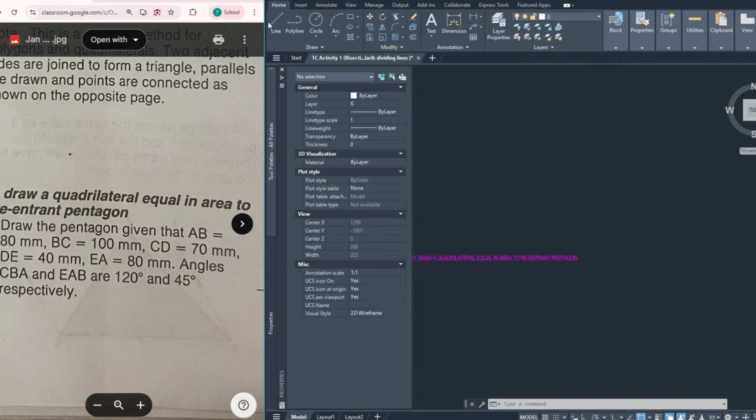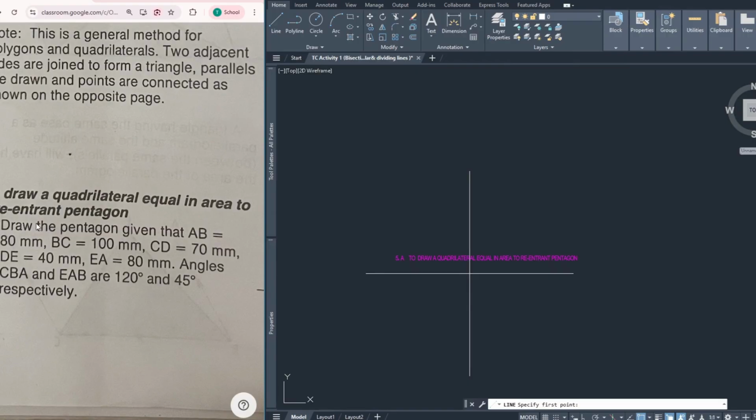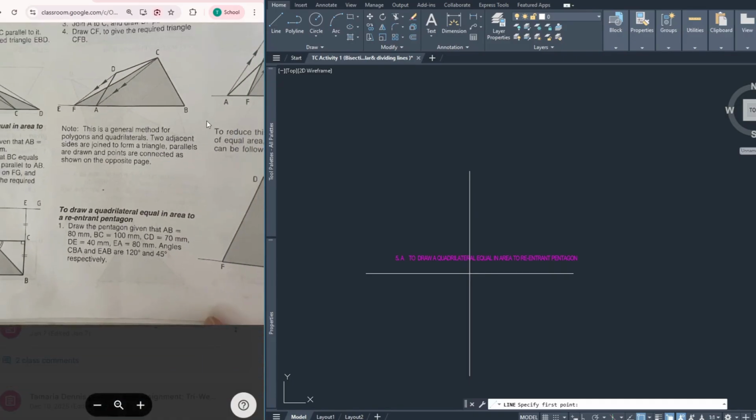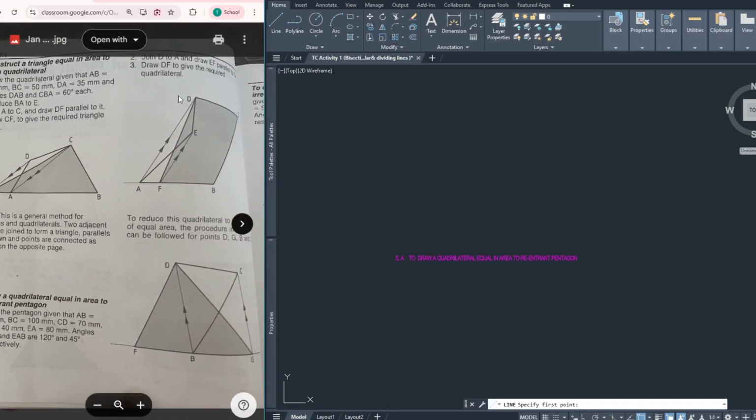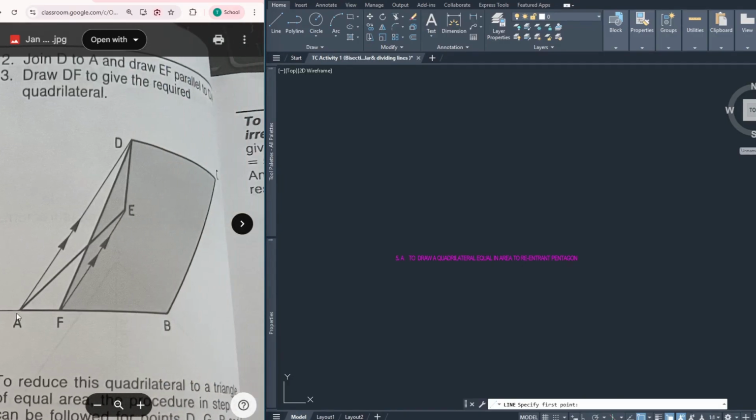Alright, so first things first, we need to read the instructions, and it says to draw the pentagon given that AB is equal to 80 millimeters, BC 100, CD 70, DE 40, EA 80, and the angles CBA, EAB 120 and 45 respectively. So this is what the pentagon is going to end up looking like. So that's A, B, C, D, E, and going back to A.